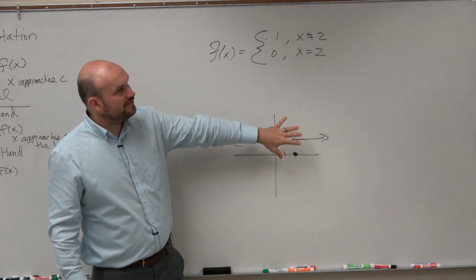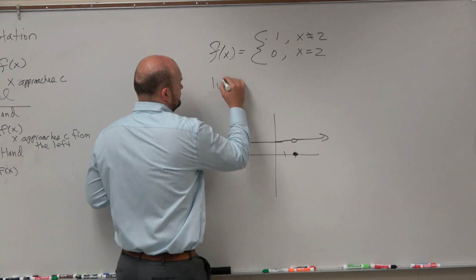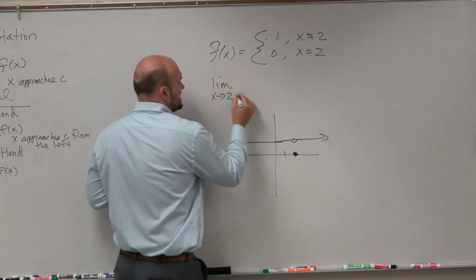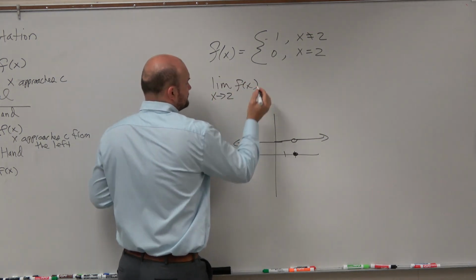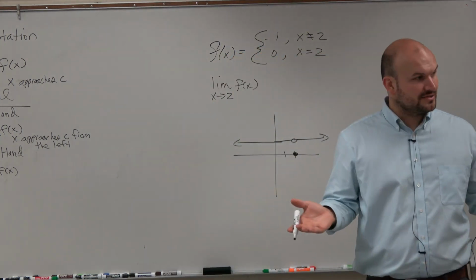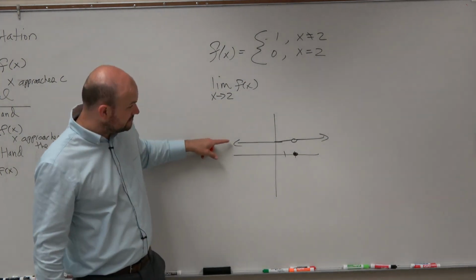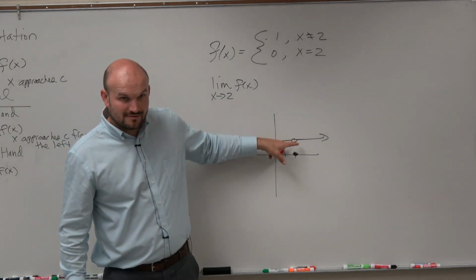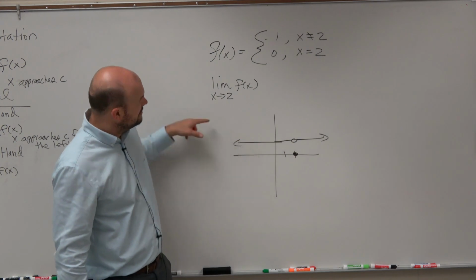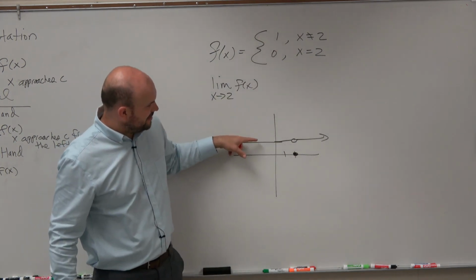So now, if I believe my limit was going to ask you, what is the limit as x approaches 2 of f of x? So again, we just need to look at the left and right-hand limits, right? From the left, what value are we approaching? From the left, what value are we? OK.